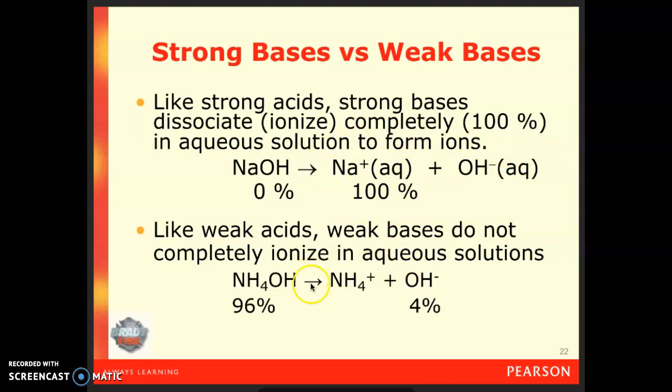Weak bases also exist. So ammonium hydroxide, we see, again, the rule of thumb we were using was less than 5% ionization for weak acids. And this is true for bases as well. So ammonium hydroxide gets about 4% ionization. So we still have ions in solution. And because we have ions in solution, this base solution will conduct electricity. But if I were to compare the electricity that is being conducted in this solution versus what is being conducted in this solution, the sodium hydroxide solution would be a much stronger electrolyte than the ammonium hydroxide solution.